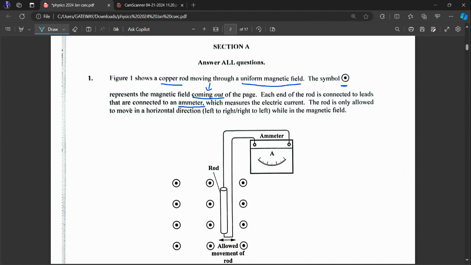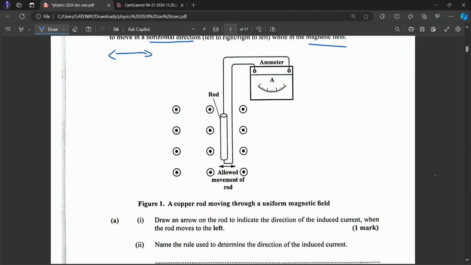Now the rod is only allowed to move in a horizontal direction. Horizontal would mean like this: left to right, right to left, while in the magnetic field. So figure 1, a copper rod moving through a uniform magnetic field. They say draw an arrow on the rod to indicate the direction of the induced current when the rod moves to the left. So the rod is moving to the left. That is the allowed movement of the rod here.